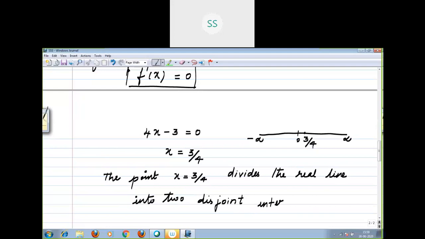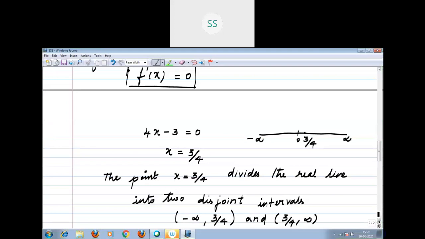For a polynomial you draw the line like this, minus infinity to plus infinity. What are the two disjoint intervals? The open interval minus infinity to 3 by 4, and 3 by 4 to infinity, right? I hope you people understood. Say yes or no, whether it is clear.